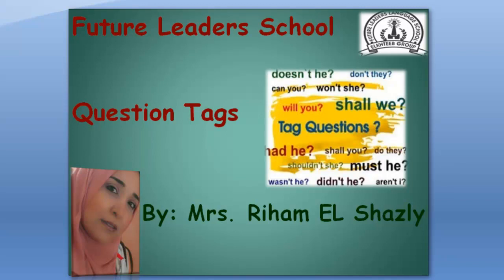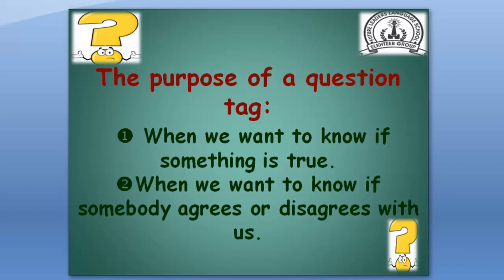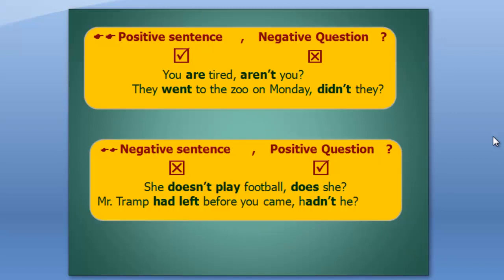Question tags. What is the purpose of the question tag? We use it when we want to know if something is true and when we want to know if somebody agrees or disagrees with us. It's very easy. The rule says positive, negative, negative, positive. If the statement is positive, the question is negative. If the statement or the sentence is negative, the question is positive.